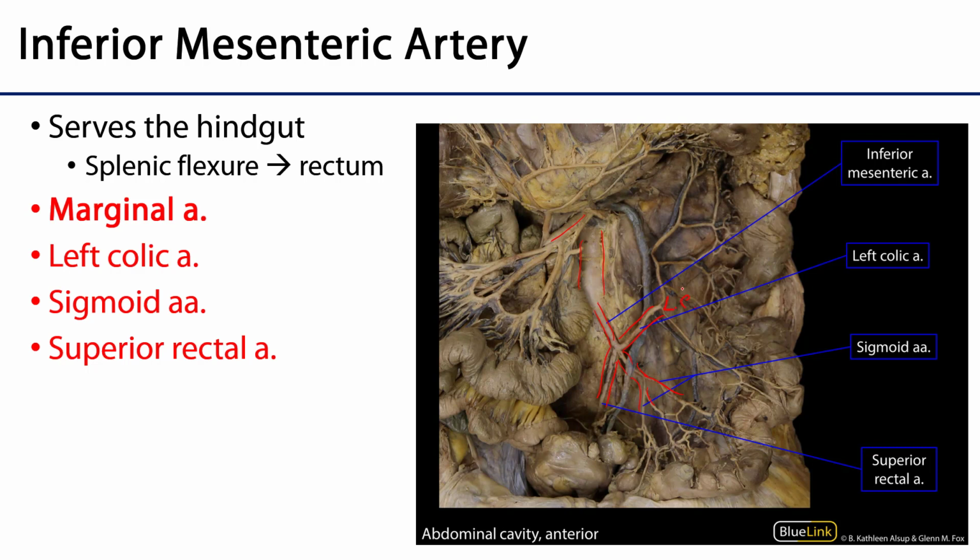The left colic is going to feed into the marginal artery. And we can see that marginal artery coming down here. And we can see the branches of the left colic feeding into that marginal artery. So this marginal artery is going to be such an important anastomosis between the SMA and the IMA. Sometimes these sigmoid arteries can feed into the marginal arteries as we see there, but usually they're going directly down into the sigmoid colon, which is this S-shaped portion of the colon. And then the superior rectal is diving deep to supply the rectum with blood.